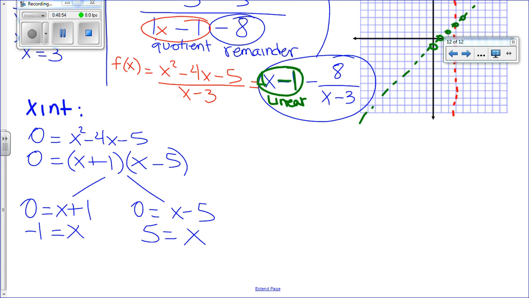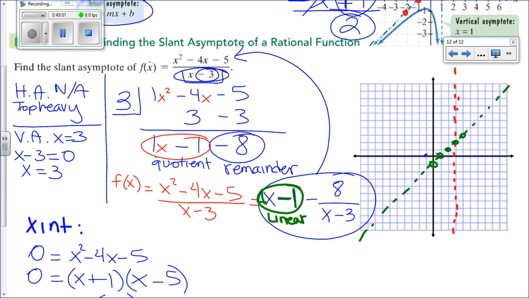So -1 and +5. And then the function is going to look like this. And that's it. That is the end of the problem and also the end of the video and the end of section 2.6.